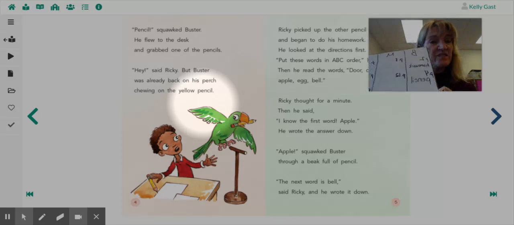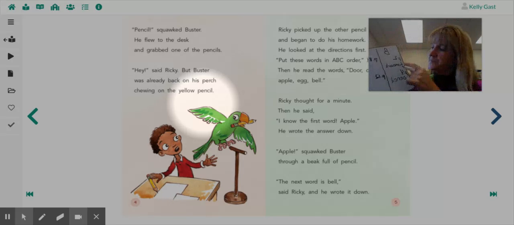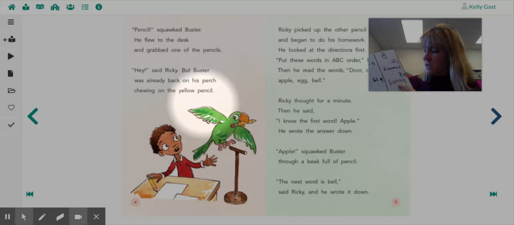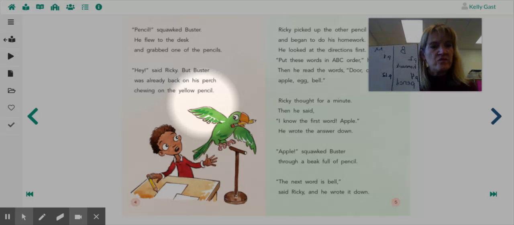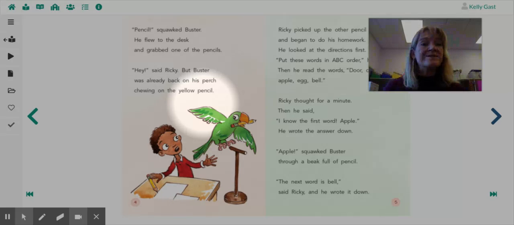So for the beginning of the story, I'm going to write about Ricky needing to do his homework first before he played with Buster. And I'm also going to write about how Buster liked to chew on the pencils. Those are important points about the beginning of our story. I'm going to have you now read the rest of the story. When you get to a page number on your chart, I want you to stop and think about a key word. Okay, and write down that key word, and that's going to help you tomorrow remember what to write about.